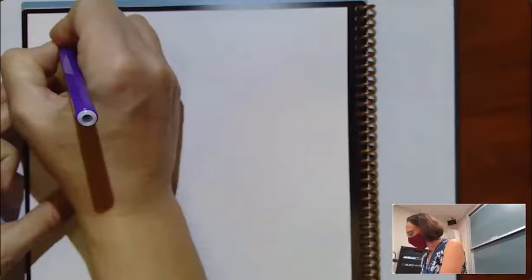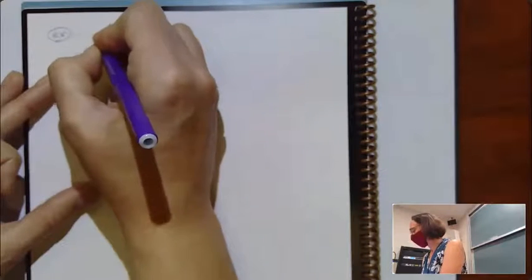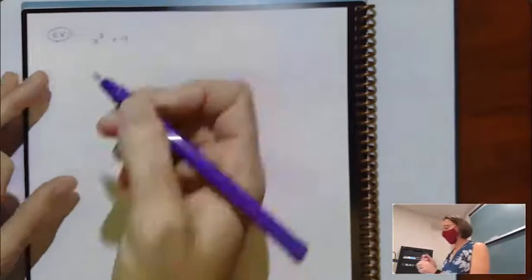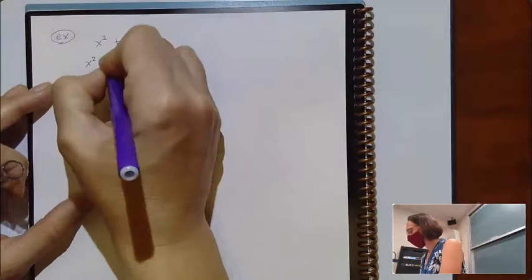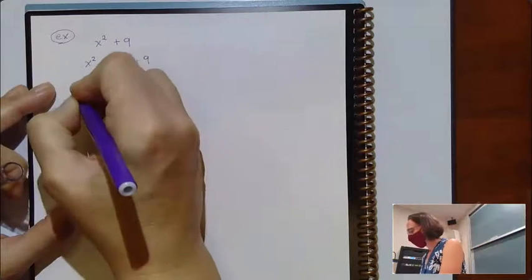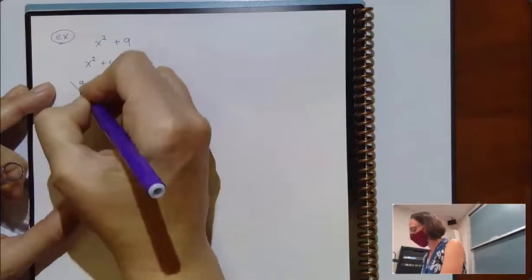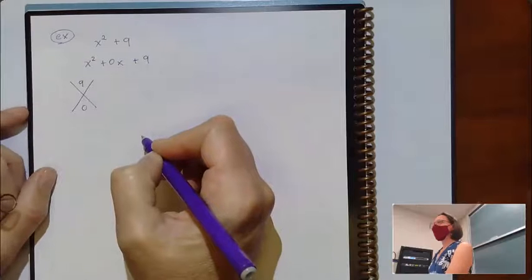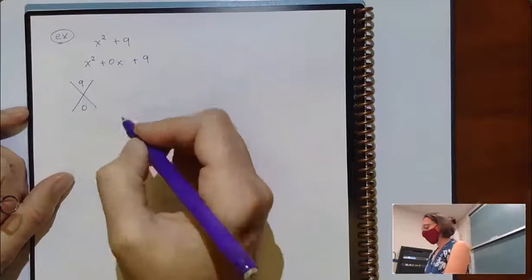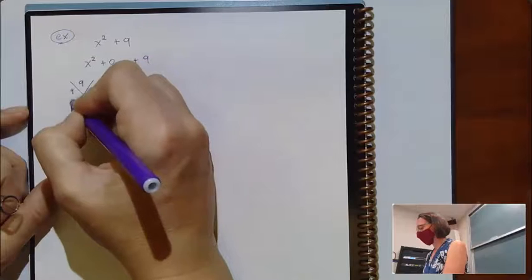I definitely want to address that there is no formula. There is no magic formula to help us out with something like x squared plus 9. So if I were trying to factor this, think about it as x squared plus 0x plus 9. So I'm looking for two numbers that multiply to be 9 and add up to 0. Well, my only choices for 9 are 9 and 1 or 3 and 3.